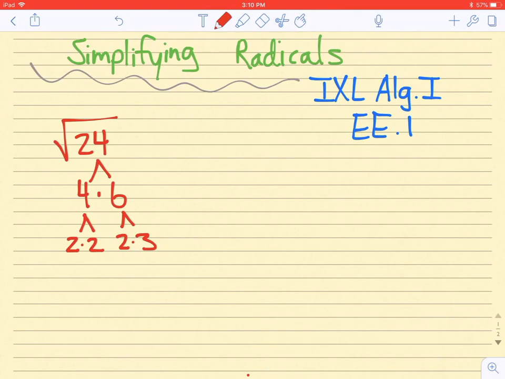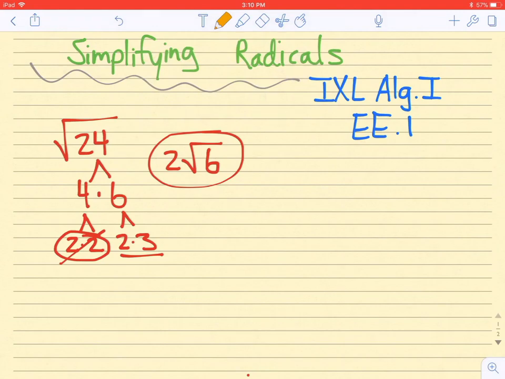And notice we have a square root, so we need to have a pair of numbers in order to take one out. So we have a pair of 2's, we're going to take out 2, and what's left over are the 2 that are right beside it that did not have a pair. So 2 times 3 would give us back 6. So that's it for simplifying the square root of 24. Let's look at another one.